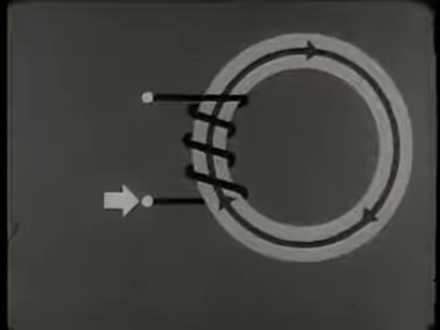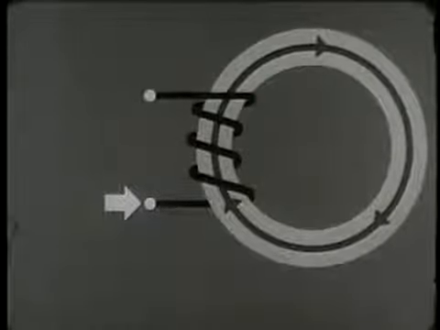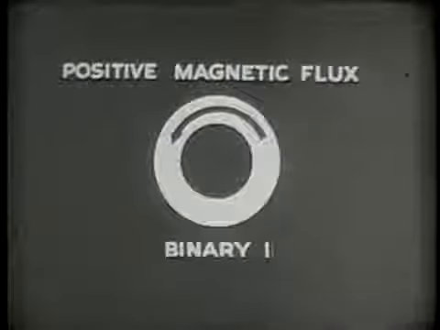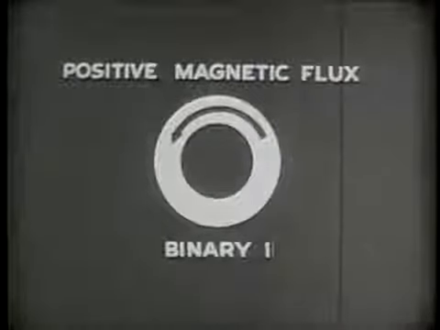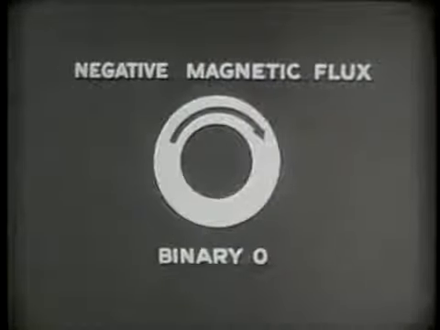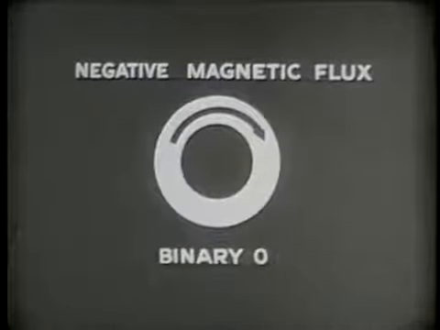To show the polarity of the winding in a core diagram, we mark one side with a black dot. However, remember that this arbitrary definition of positive magnetic flux representing binary 1 and negative magnetic flux representing binary 0 may be reversed in some systems.